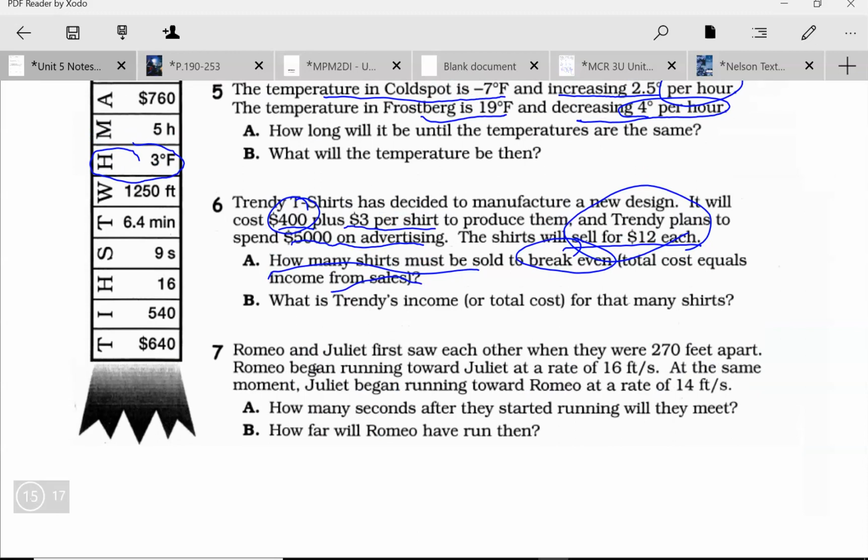Romeo and Juliet first saw each other when they were 270 feet apart. Romeo began running towards Juliet at a rate of 16 feet per second. At the same moment, Juliet began running towards Romeo at a rate of 14 feet per second. How many seconds after they started running will they meet?